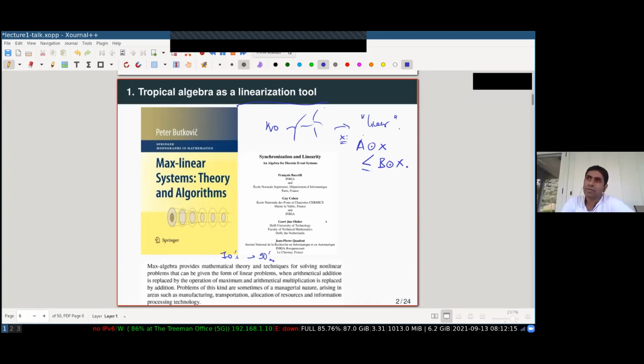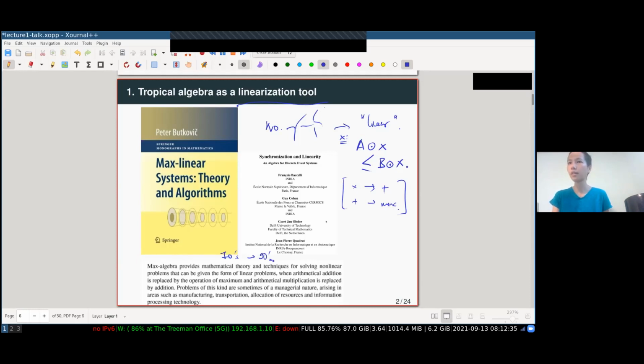Just to confirm, you're replacing multiplication with addition and addition with max. That's right. Okay, thank you. Yep, that's right.